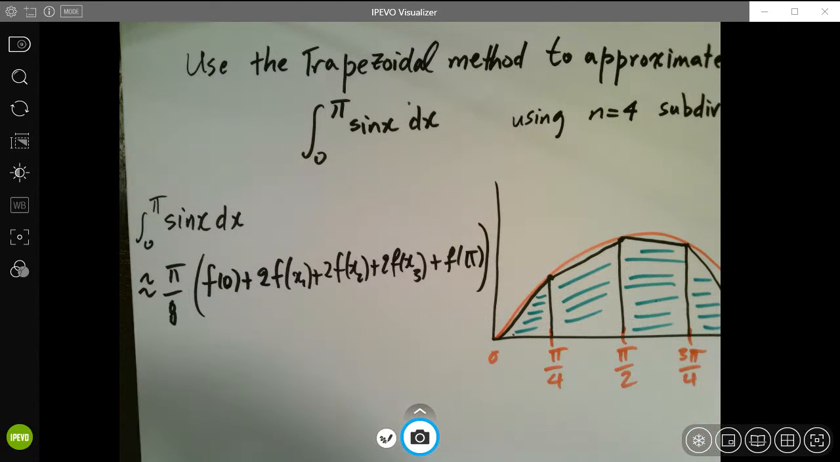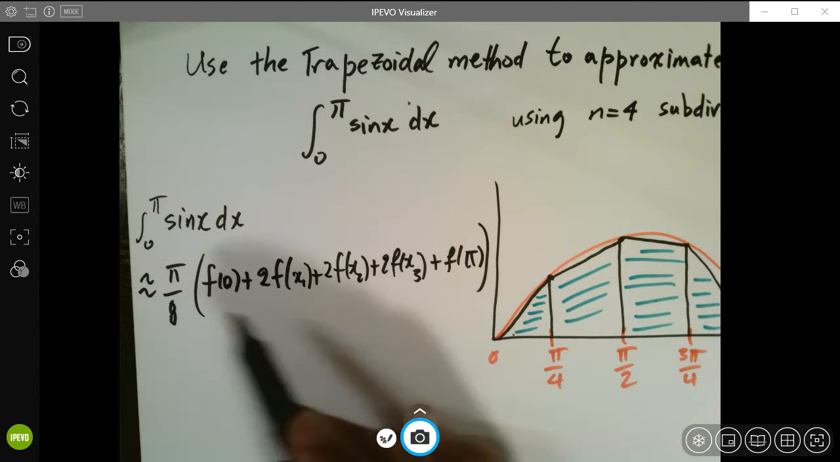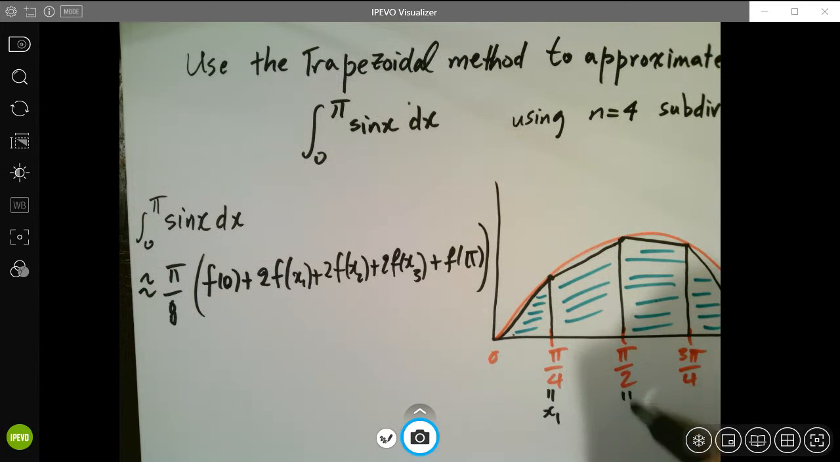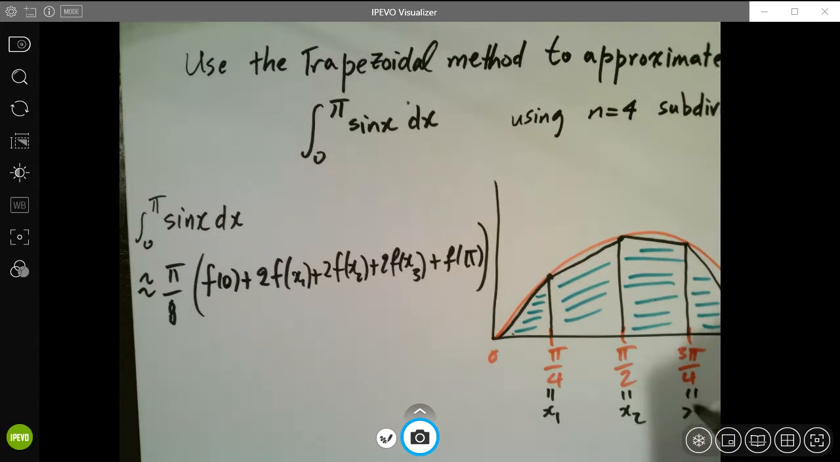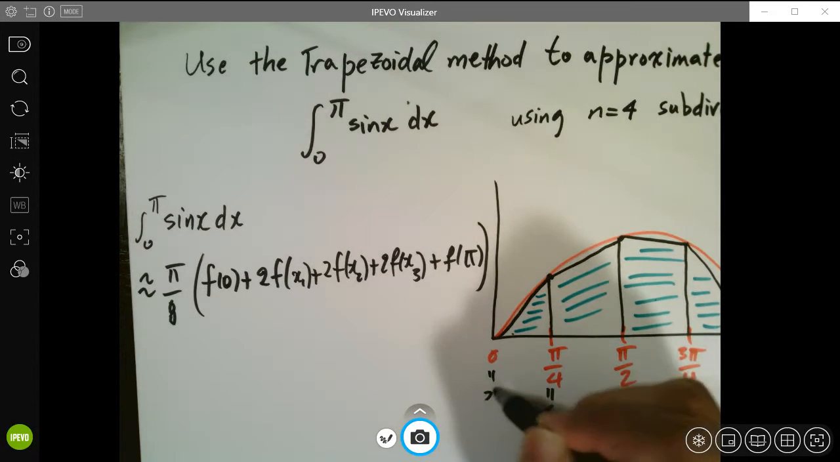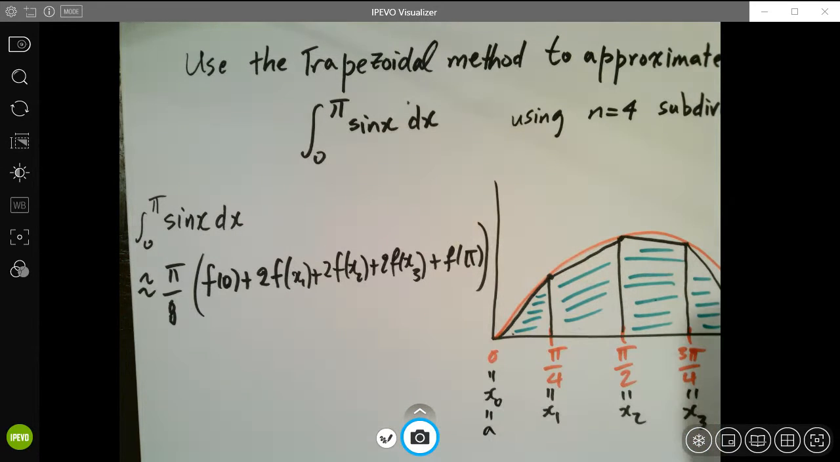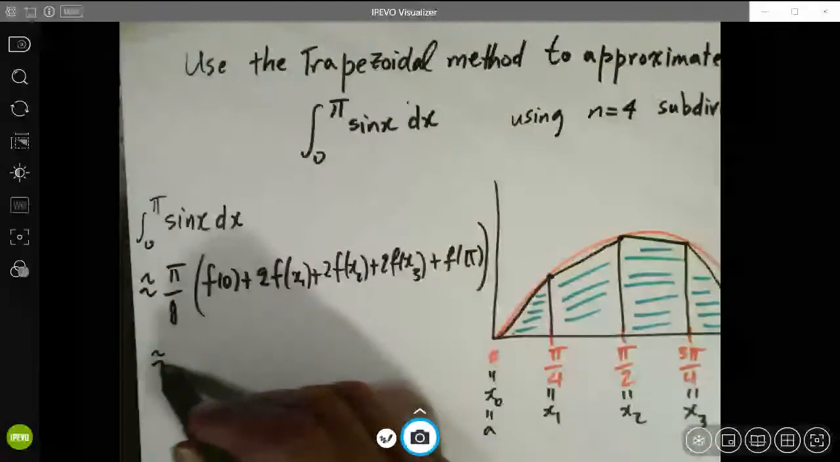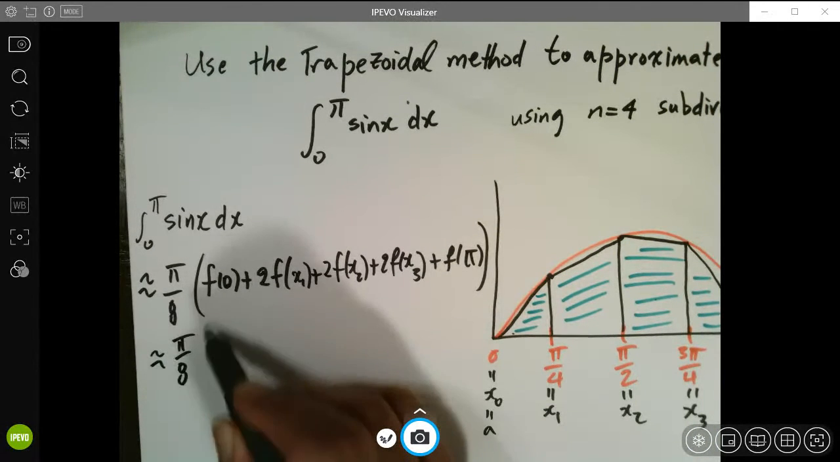Okay, that's the formula. What is f? f is sine, x1 is pi over 4. This should be x1. This is x2. This is x3. This is x0, which is a. And this is x4, which is b. Last one. So then you will get pi over 8.